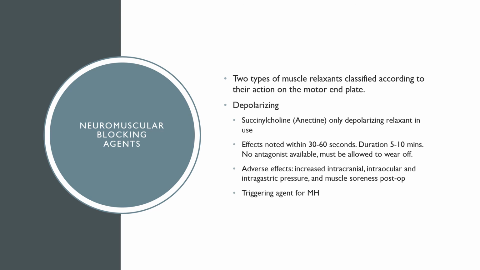Okay, so with that little quick review in place, there are 2 types of muscle relaxants, and they're classified according to their action on that motor end plate that we just talked about. So there's depolarizing. This is succinylcholine, which is the only depolarizing relaxant in use right now. The effects are noted within 30 to 60 seconds. The duration is 5 to 10 minutes. There is no antagonist available, so succinylcholine just needs to be allowed to wear off.